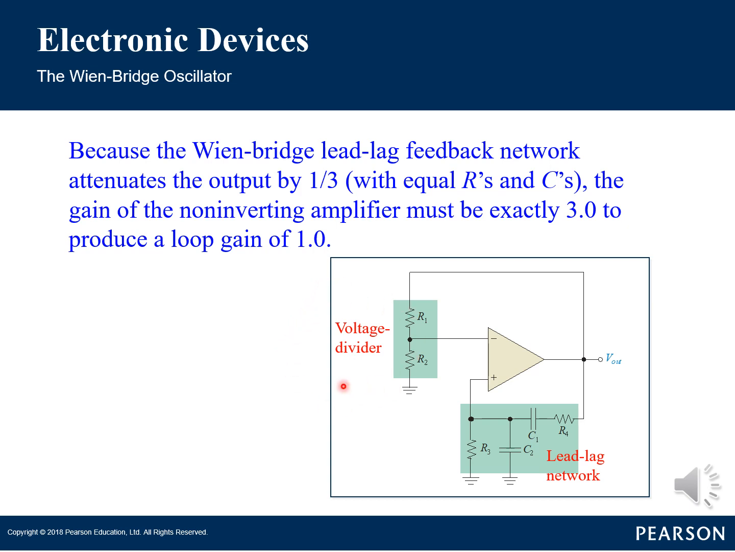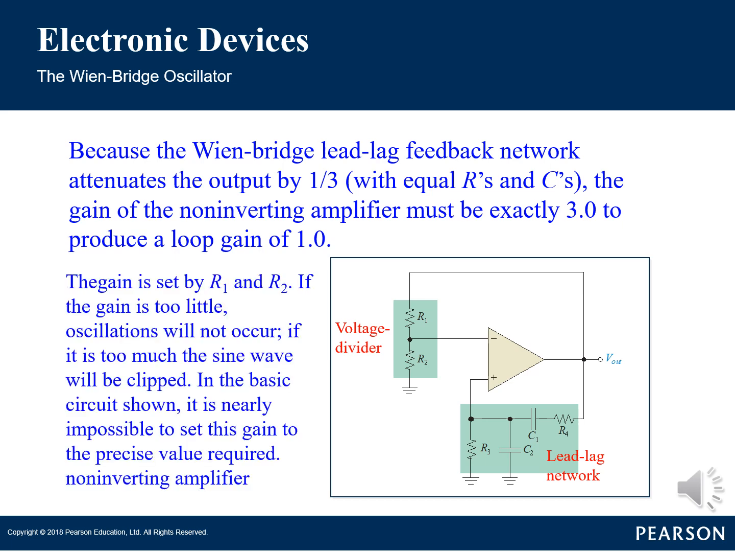As you know, for the circuit to produce a sustained sinusoidal output, to oscillate, the gain around the loop must equal unity, or 1. Because the Wien bridge lead-lag feedback network attenuates the output by 1/3 with equal R's and C's, the gain of the non-inverting amplifier must be exactly 3.0 to produce a loop gain of 1.0. The gain is set by R1 and R2. If the gain is too little, oscillations will not occur. If it is too much, the sine wave will be clipped.